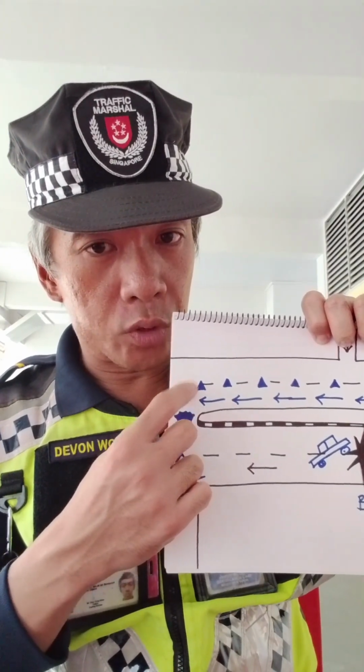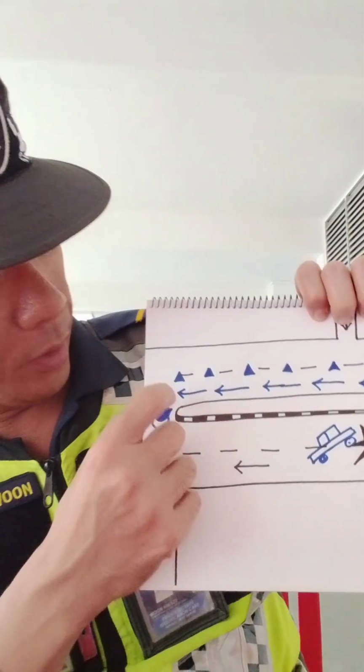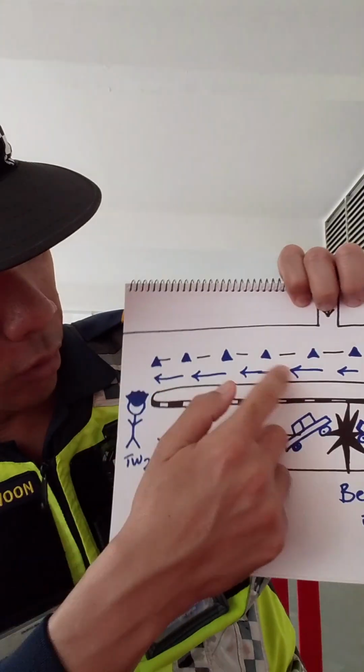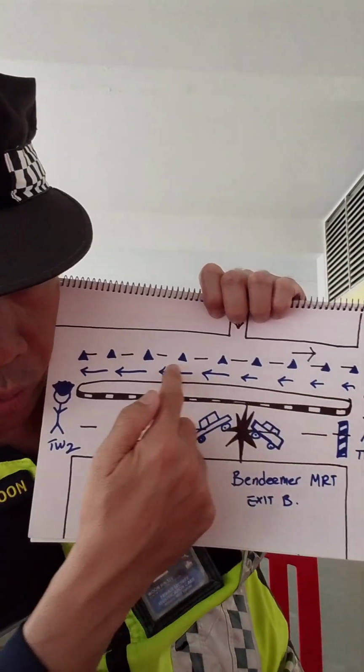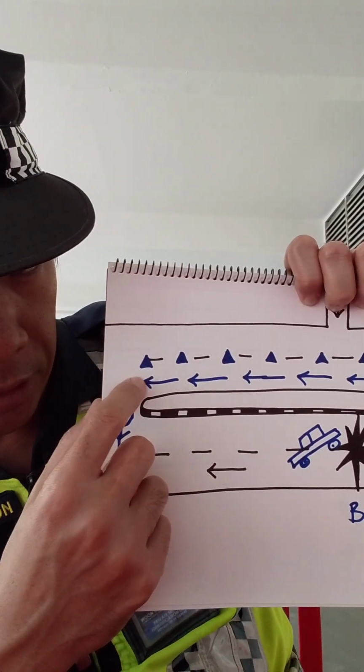So the moment you put your first cone, the traffic warden will stand on the right lane, because this is the direction of the proposed contraflow diversion. So your traffic warden has to stand and block the right lane here.